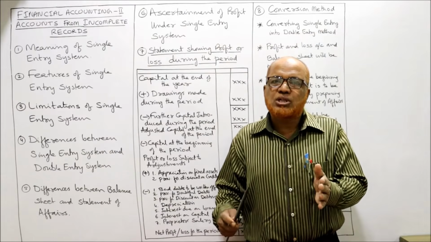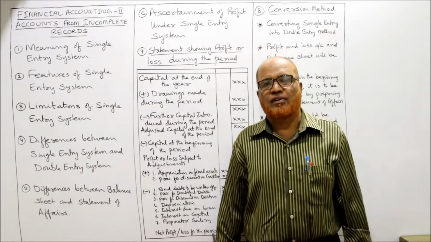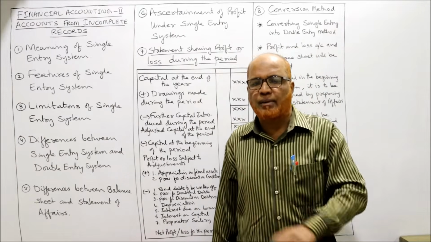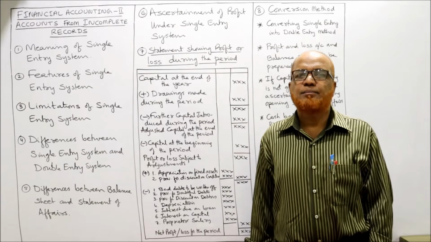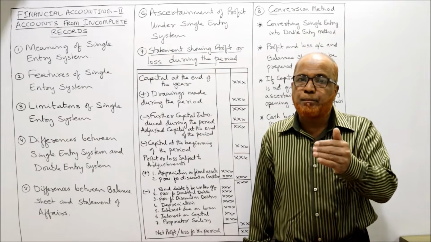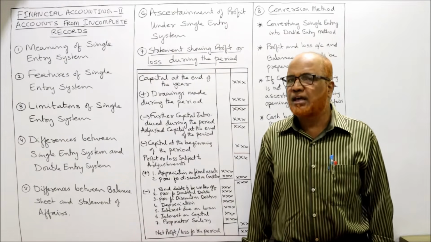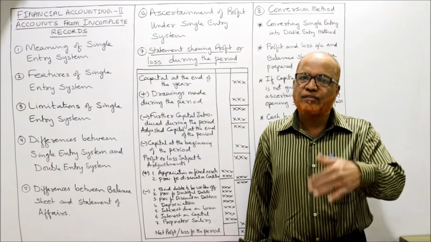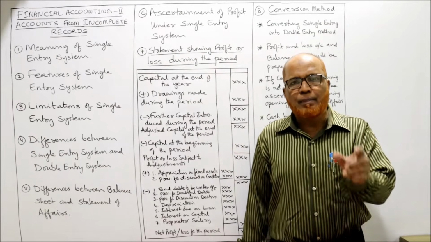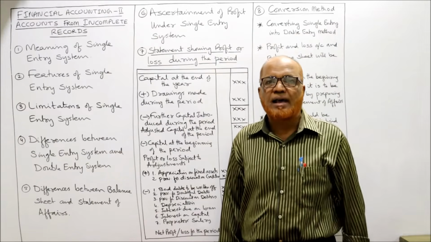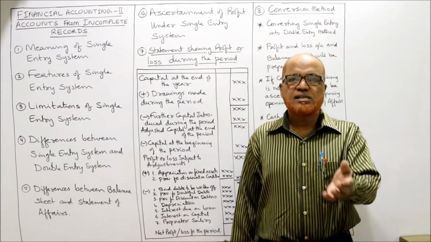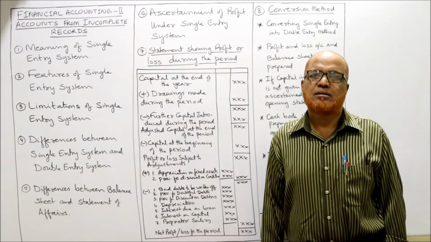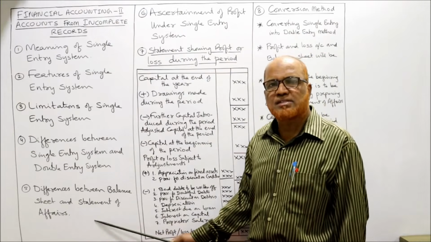Next is, balance sheet will be prepared after finding out the profit. After preparing the profit and loss account, we make the balance sheet. But in case of single entry system, statement of affairs is prepared before making the profit and loss. Before finding out the profit, we make statement of affairs. In balance sheet, the assets and liabilities values are accurate, whereas in case of statement of affairs, the assets and liability values are only estimated. So these are some of the differences between statement of affairs and balance sheet.